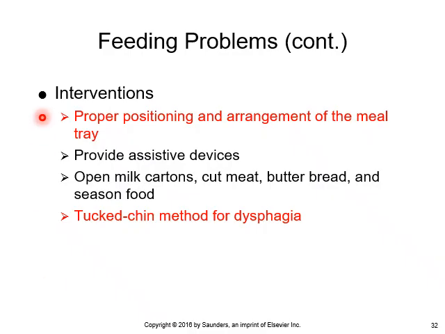For those patients that have feeding problems, like they are having trouble eating, some of the interventions we can do are proper positioning, arrangement of the meal tray, and providing their assistive devices. Sometimes we would give them what we call weighted utensils, which are thick and heavy on the part where they would hold the handle. It helps patients that are having trouble grasping the utensils. Open the cartons for them, cut the meat, butter bread, and season their food.